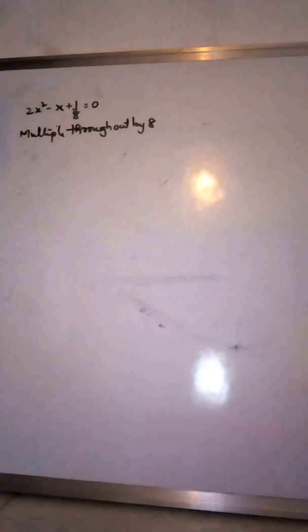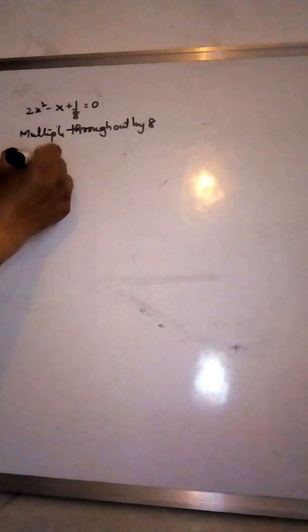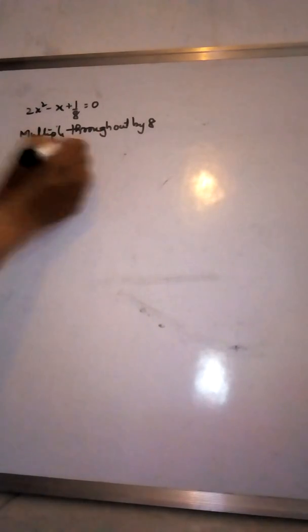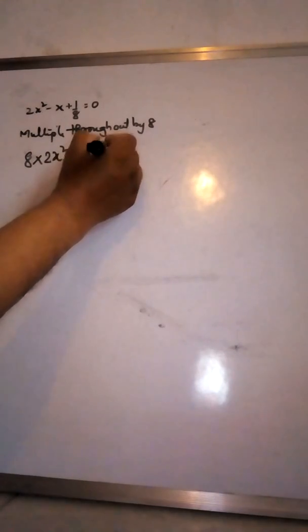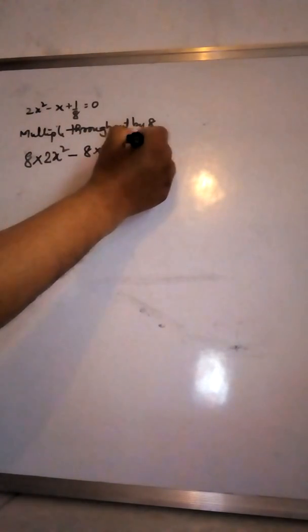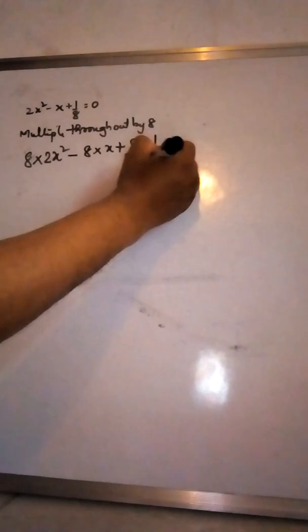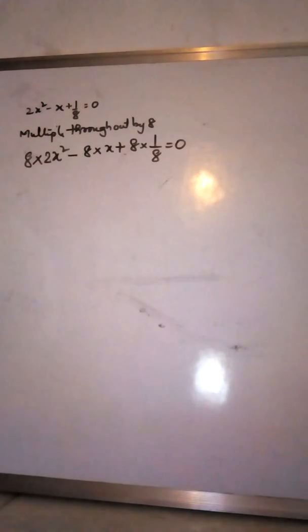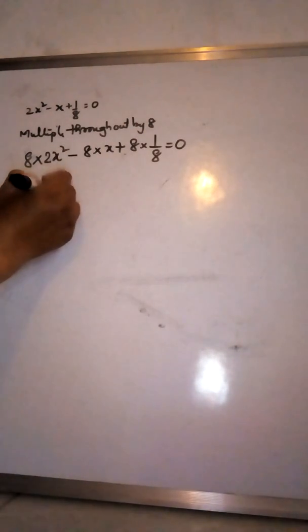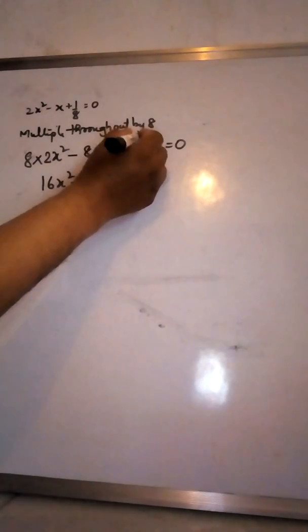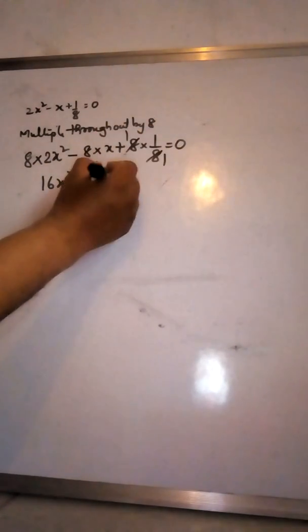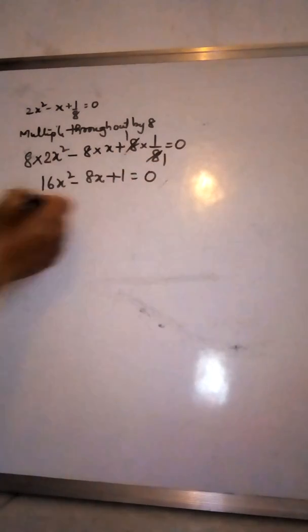So when I am multiplying throughout by 8, it gives me 8 into 2x square minus 8 into x plus 8 into 1 by 8 is equals to 0. So now 8 into 2 will be 16x square minus 8x. This 8 one times, this 8 one times, so only 1 will be remaining, is equals to 0.